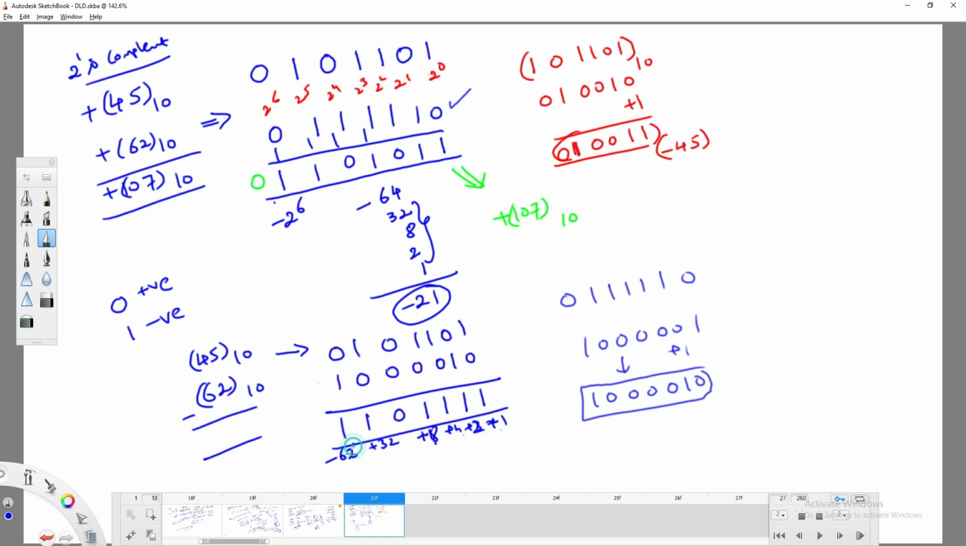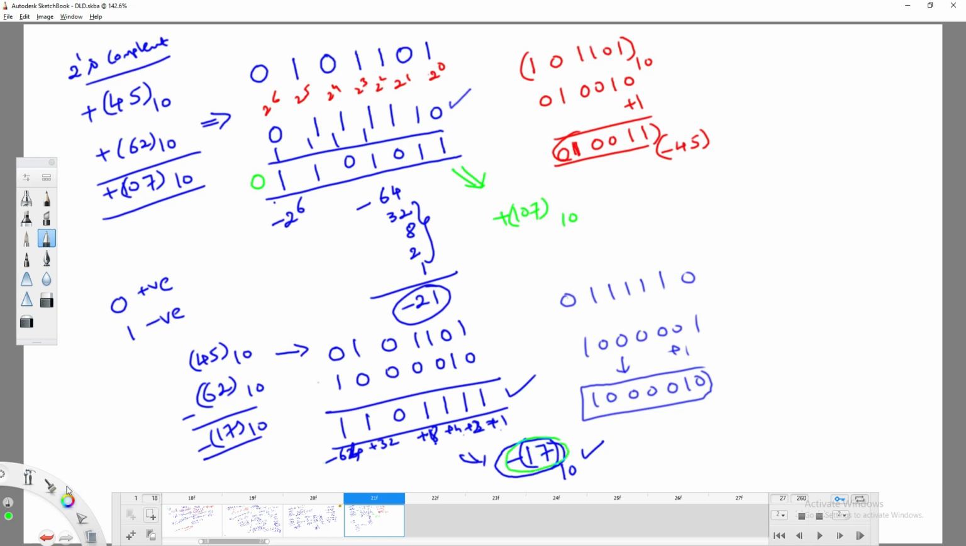This is 64, right? What is the result you are going to get? Minus 17. Minus 17. So is this the result we are expecting or not? In this particular situation, is this the result we are expecting or not? Because 45 minus 62 is minus 17 base 10. Are you getting the result? Yes. Here in this particular situation, you are getting the result. So there is no problem here.